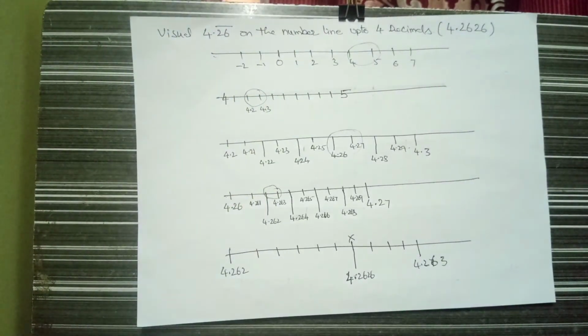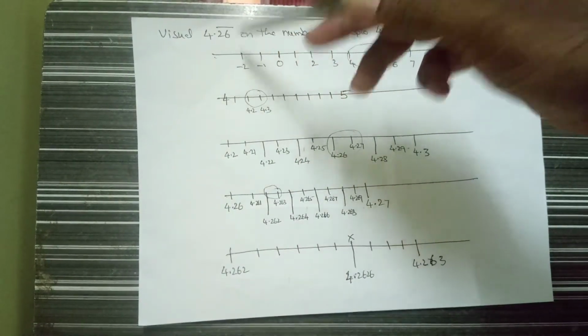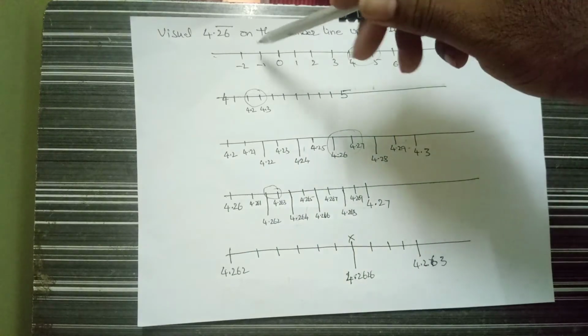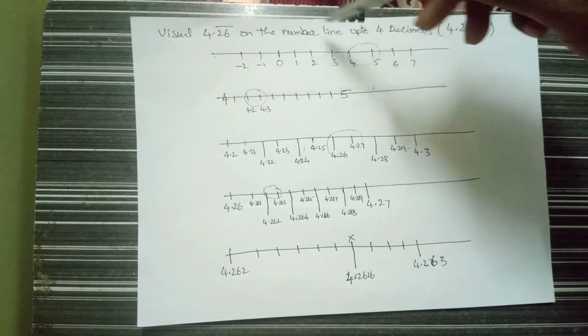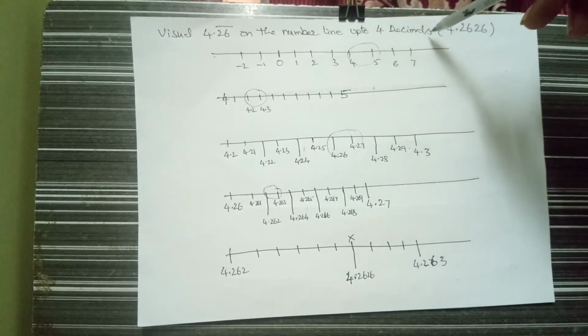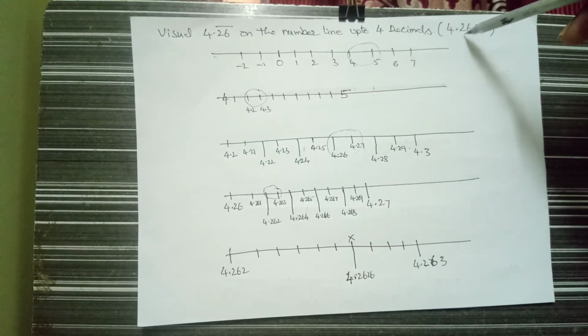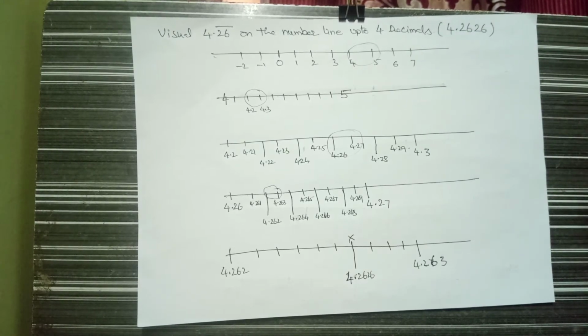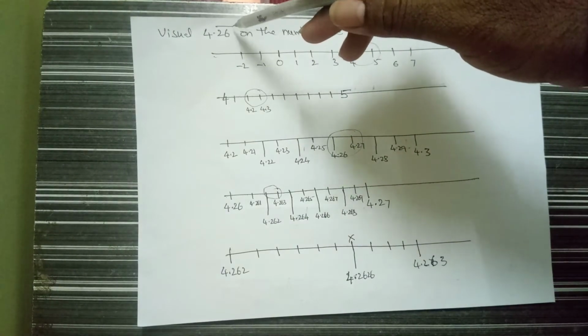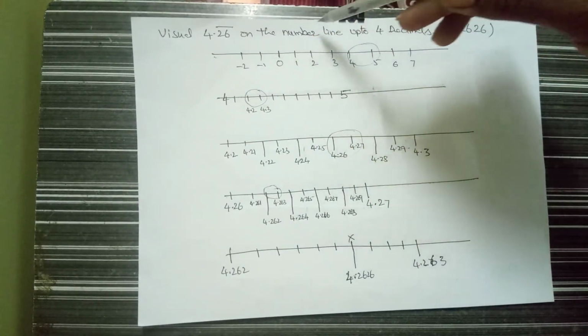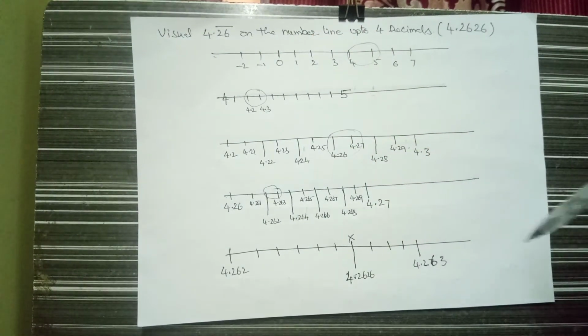The same type of question is asked again, 4.26 bar. Now they are asking us to show only four decimals. That means 4.2626 only we have to see, because if you write it down it is 2626 2626 2626, unlimited, it can run like that.